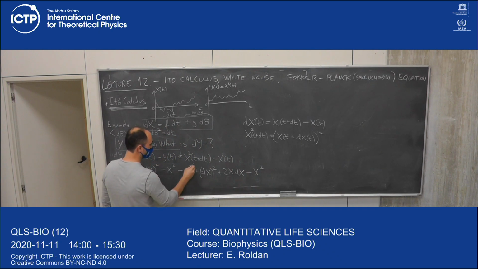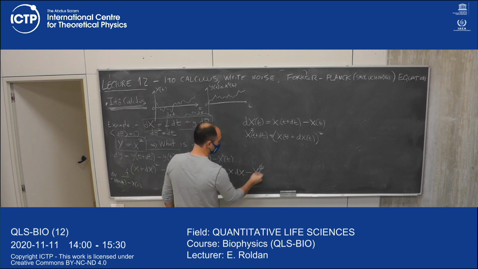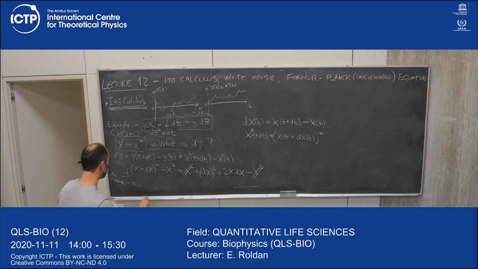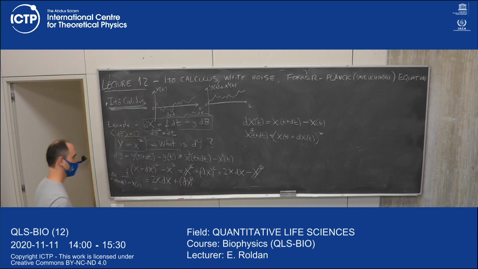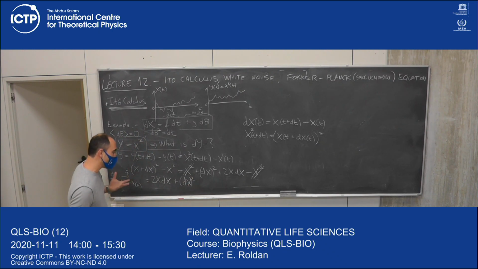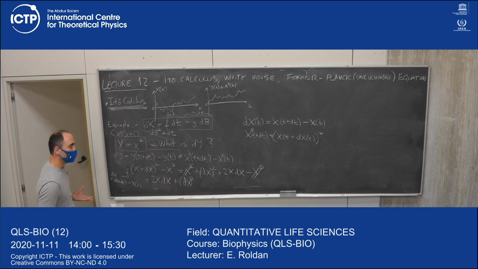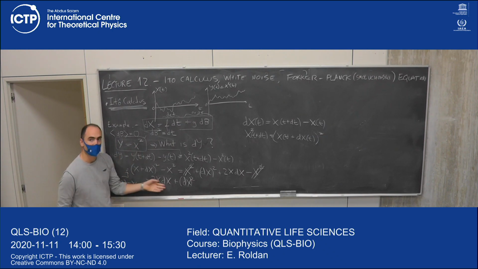So then I remove this with this, and I have 2x dx plus dx squared. Do you agree with me? So now the typical thing would be, because y is x squared, I would say dy should be 2x dx. That's calculus, that's what we learned in high school. Why do we do this differently in a differential equation?